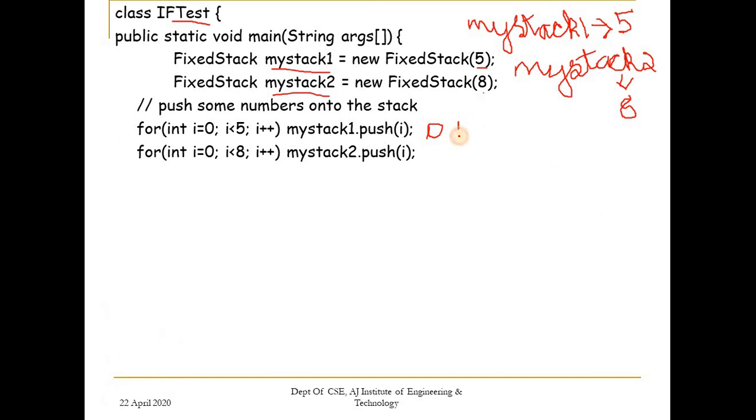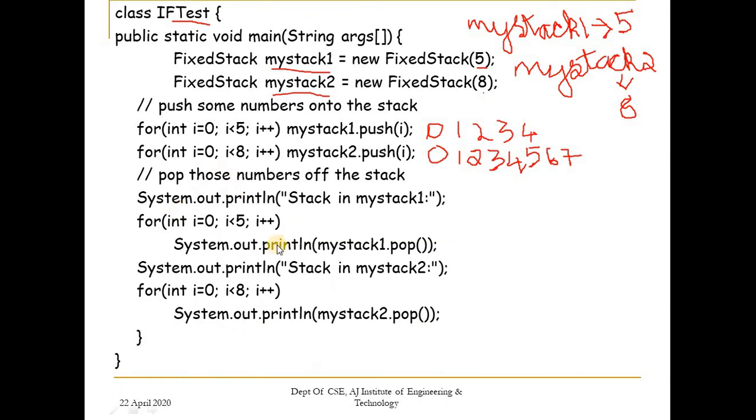0, 1, 2, 3, 4. Okay, these are the elements that are going to be pushed to my stack 1. Next, we are going to push the elements to my stack 2. So we are going to push 0, 1, 2, 3, 4, 5, 6 and 7. These are the elements that are going to be pushed to my stack 2.